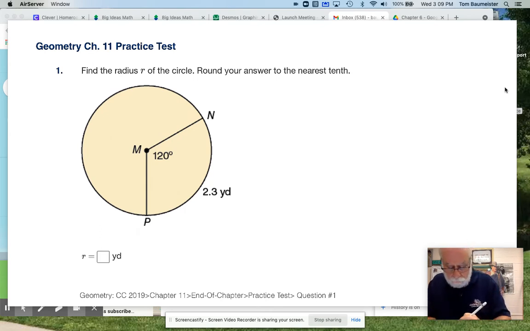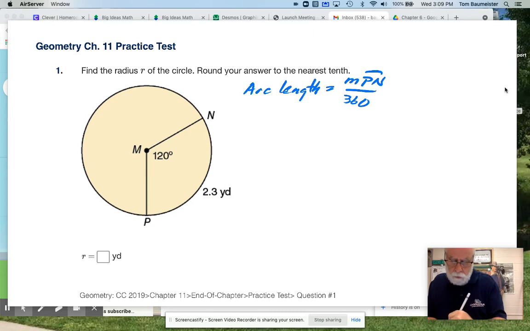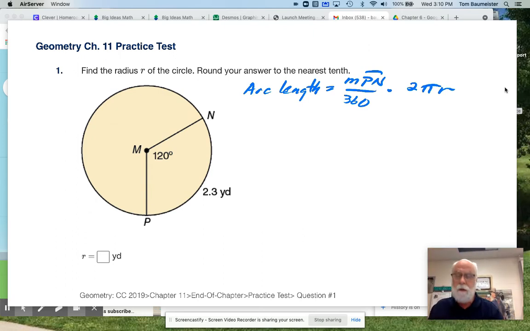So if you recall, we had that the arc length is equal to the measure of the central angle, in this case the measure of arc PN, over 360 times 2 pi r. All right, so on this one here, let's look at everything we know. Sorry about that. You're only looking at my mouth. So we know the arc length is 2.3.